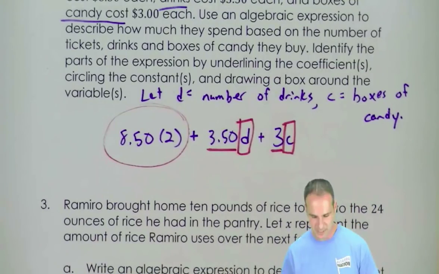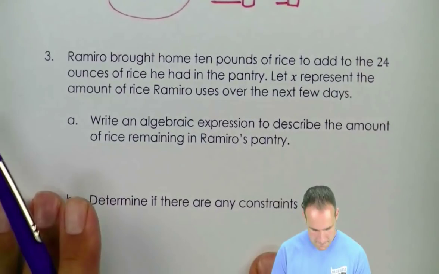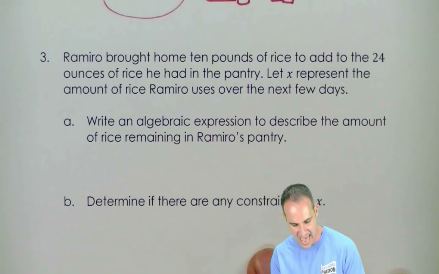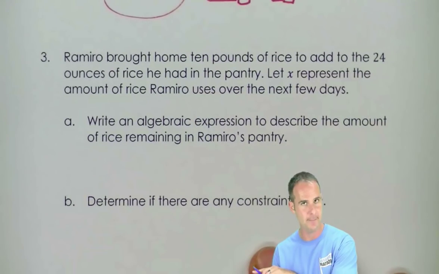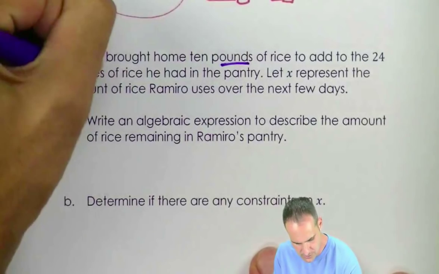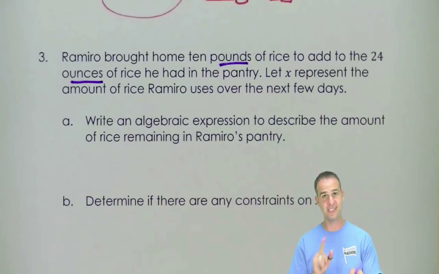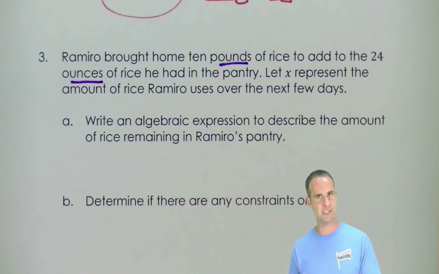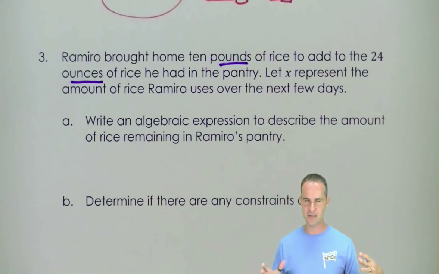We got another one. Here we go. Ramiro brought home 10 pounds of rice to add to the 24 ounces of rice he had in the pantry. Hold on. Pounds, ounces, they're not the same units. We should convert them all to either pounds or ounces. That way we can go ahead and combine appropriately.